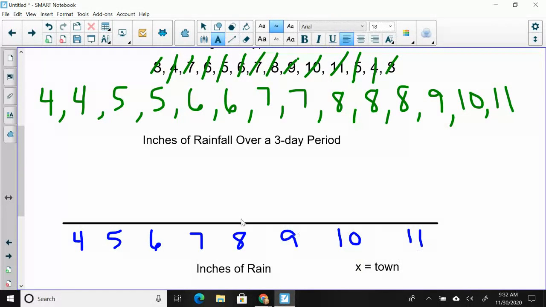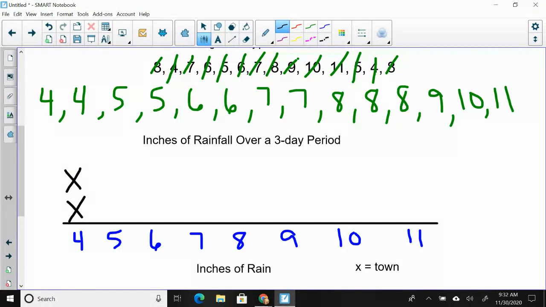So we are going to put our data points on this line plot. Now that everything is in order, it's going to be very easy for us to put the X's where they need to go on our line plot. So we have 2 4s. So that means I had 2 towns. This town and this town both had 4 inches of rain. It doesn't tell us the specific town. It's just telling us that 2 out of the 14 towns had 4 inches of rain over that 3-day period.